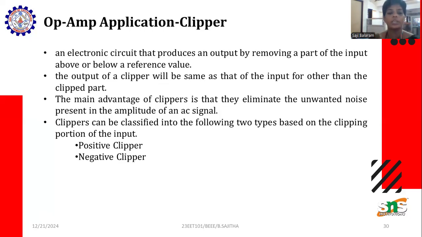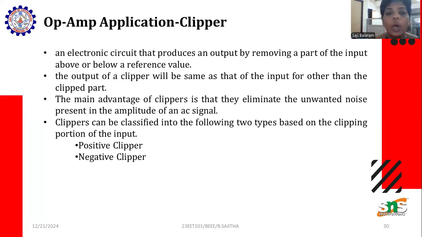Clippers are electronic circuits that produce an output by removing a part of the input above or below a reference value. The output of the clipper will be the same as the input other than the clipped part. The main advantage of a clipper is that it eliminates unwanted noise present in the amplitude of the AC signal. Clippers can be classified into two types based on the portion which is clipped off.